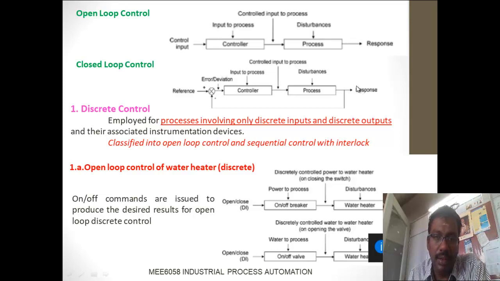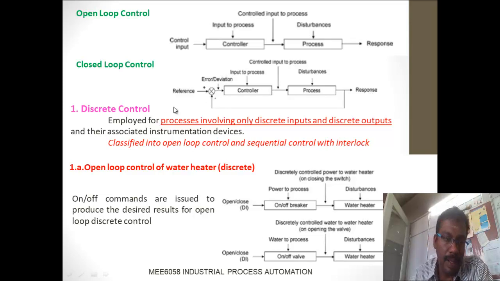Here, in open loop, we are not having the error detector. Whatever input the controller feeds to the process is the control input, but we cannot say that it is accurate. But in closed loop, we find the errors and rectify them, and the rectified inputs are transferred to the process to get the defined output.